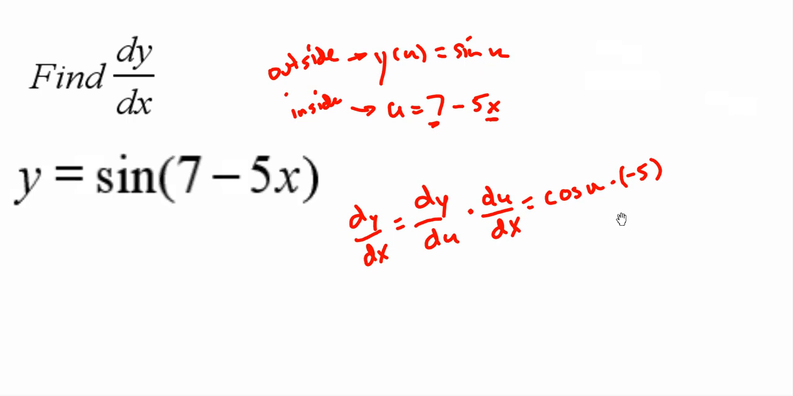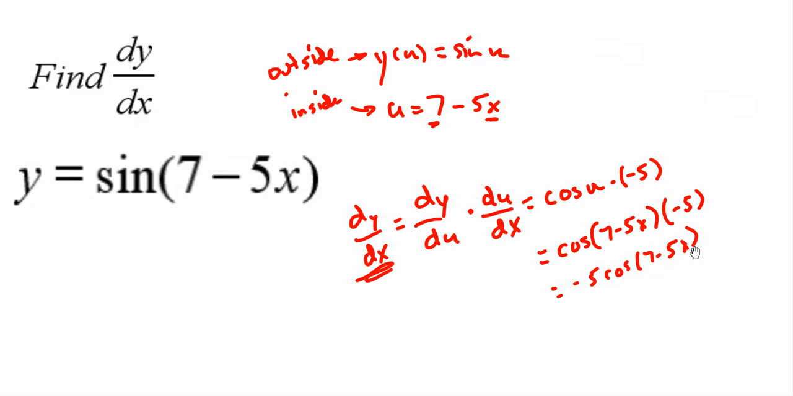And so our final answer, when we put this back into terms of x, is cosine of u, and what is u? 7 minus 5x, times du dx, which is negative 5, and that, my friends, is the chain rule. All right, that's what we have.